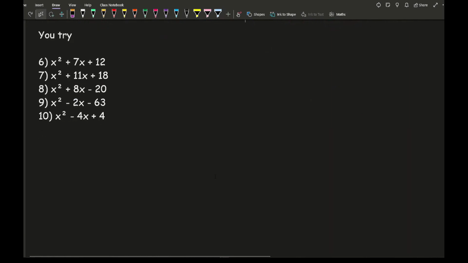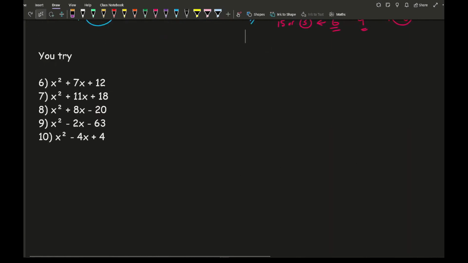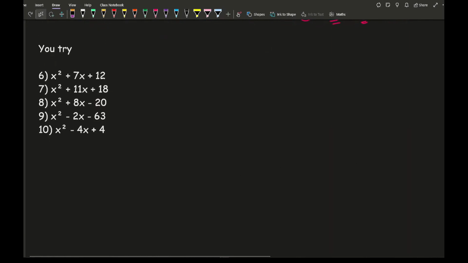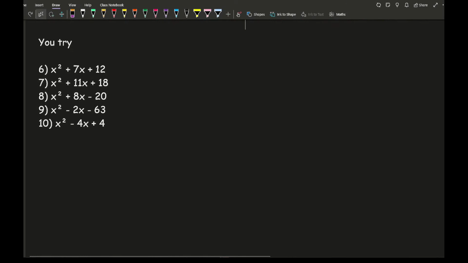So what I recommend that you do is have a go at these questions, and I'll run through the answers of what you should have. So if you want to pause the video and have a go at these using the method I've just gone through, and then we'll go through the answers. So if you've factorised these correctly, let's just go through the answers.